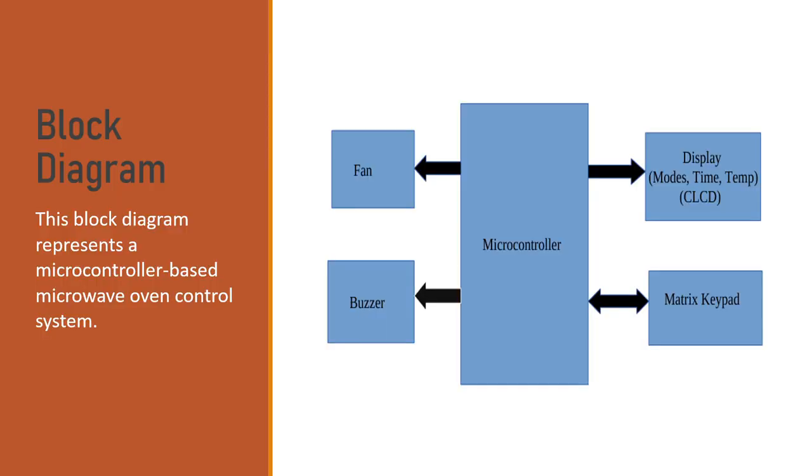Now, this is the block diagram. This block diagram illustrates the overall system architecture. The microcontroller in the middle is the center of the system. It acts as the control unit, receiving user inputs from the matrix keypad and displaying operating modes, time, and temperature on the CLCD. Based on the selected operation, it controls the fan during cooking to indicate the ongoing process.